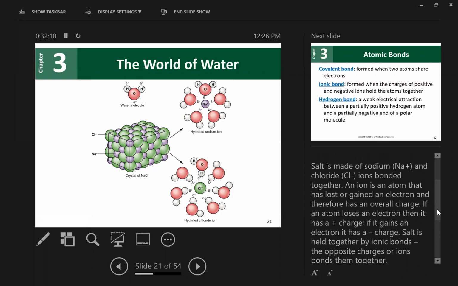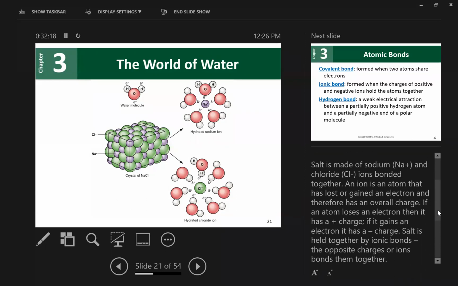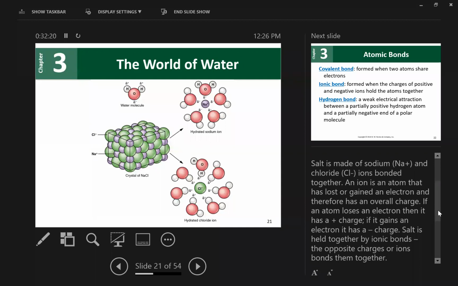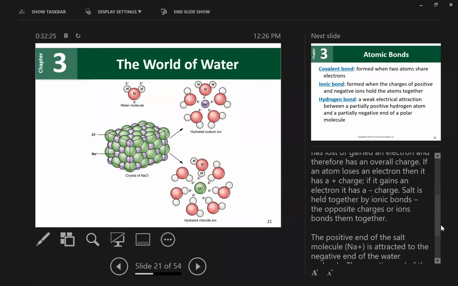If an atom loses an electron, then it has a positive charge. If it gains an electron, it has a negative charge. Salt is held together by ionic bonds. The opposite charges or ions are what is bonding them together.